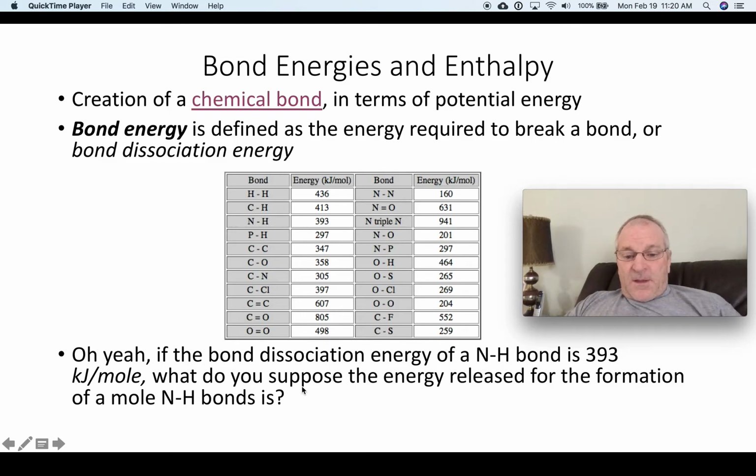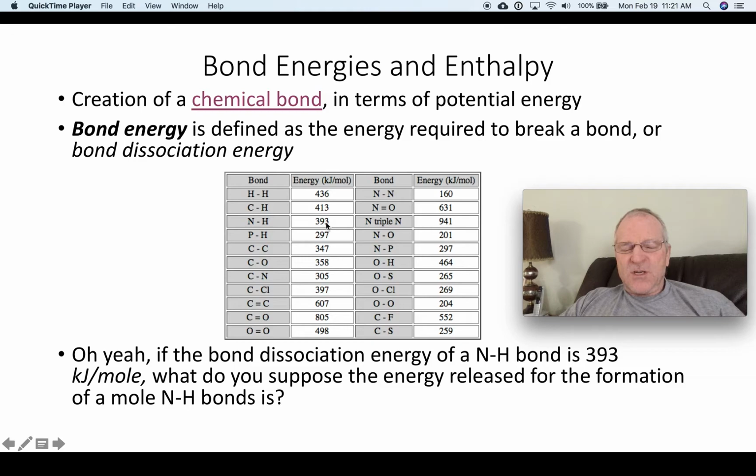So, if the nitrogen-hydrogen bond, right there, has a bond dissociation energy of 393 kilojoules per mole, what do you suppose is the amount of energy released when 1 mole of nitrogen-hydrogen bonds are formed? Yeah, you're right. That would be 393 kilojoules.